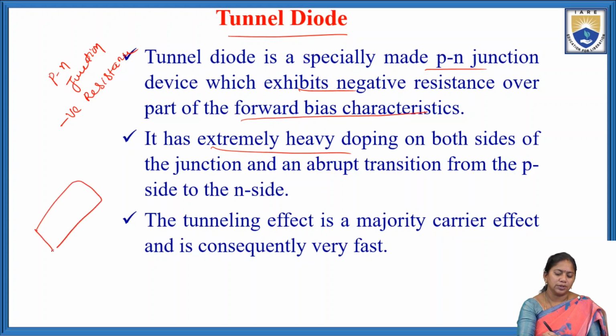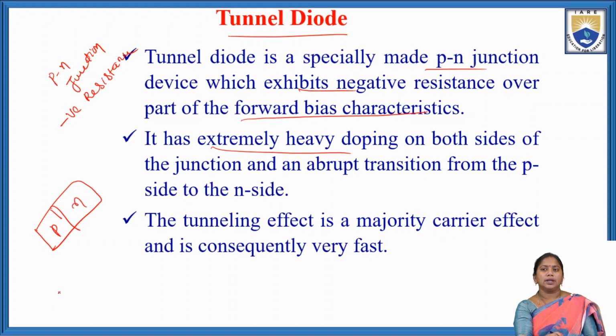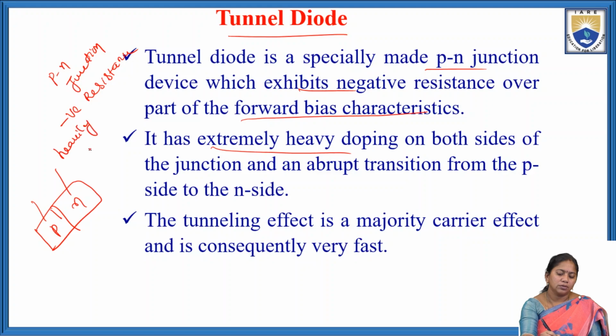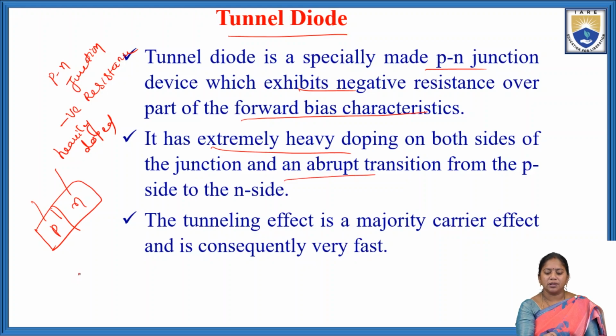For example, this is a PN junction. The left side is P type, the right side is N type. There is heavy doping on both sides of the junction, so P type and N type both are heavily doped, with an abrupt transition from the P side to the N side. The tunneling effect is a majority carrier effect and is consequently very fast.